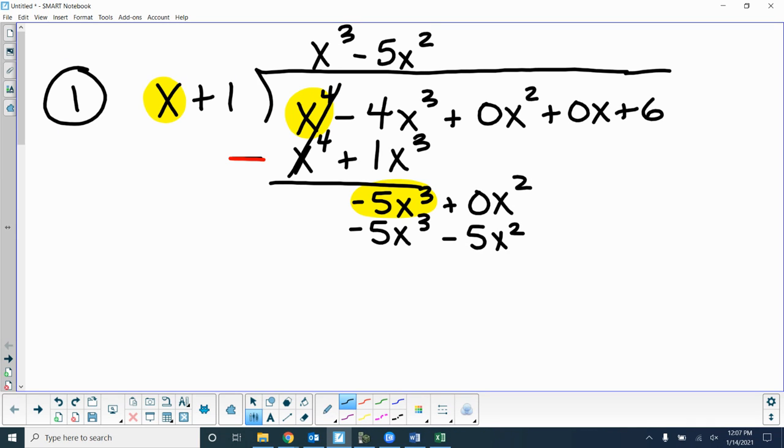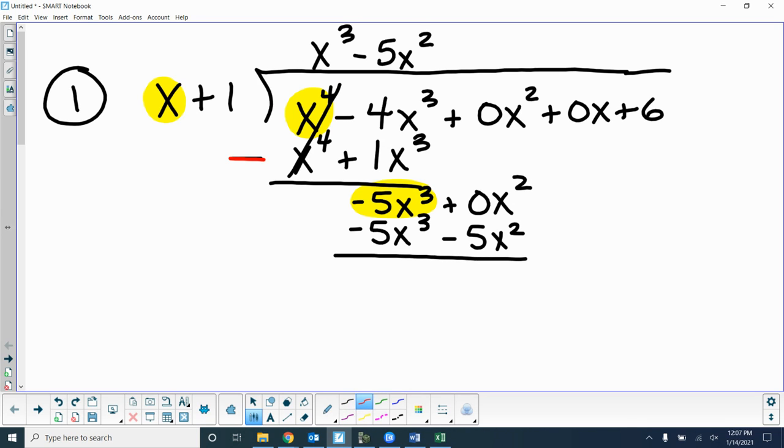This negative 5x squared is the reason we added the 0x squared. So you have like terms there, that they're lined up. If we hadn't done that, that would be the 6, right? Could I subtract that from the 6? No, they're not like terms. So that's why we do that, just to hold those like terms and keep them lined up for you. It makes it easier.